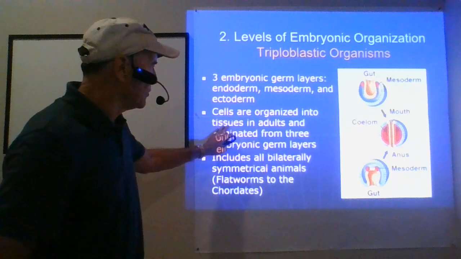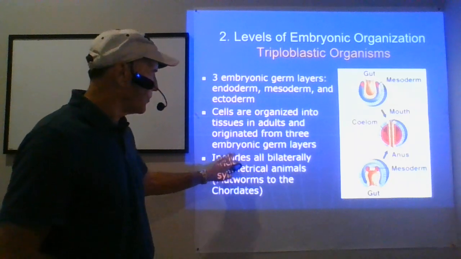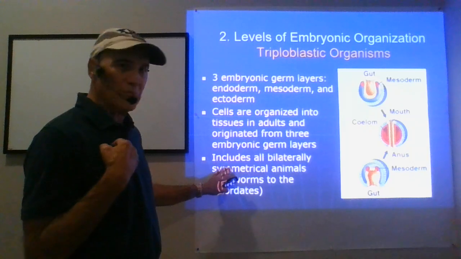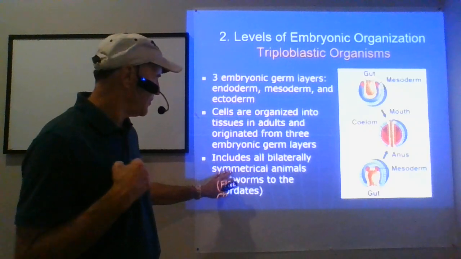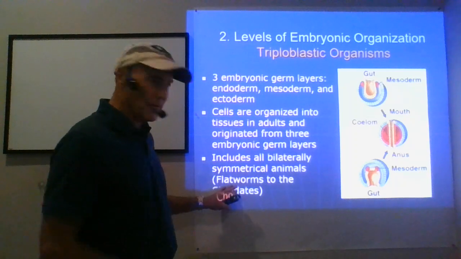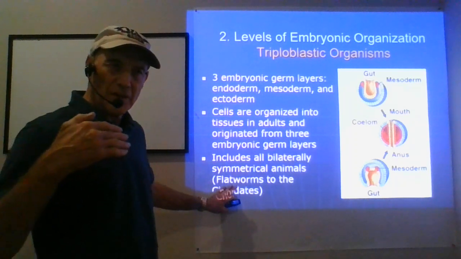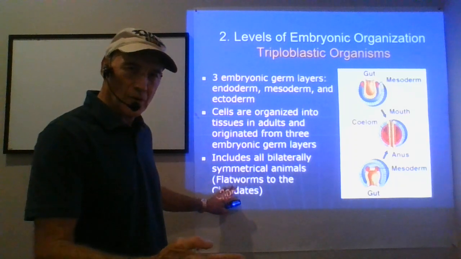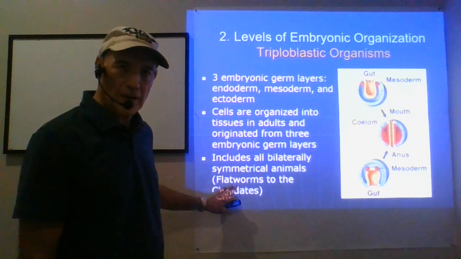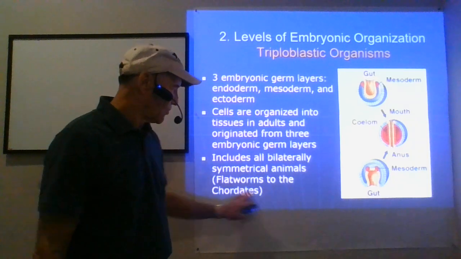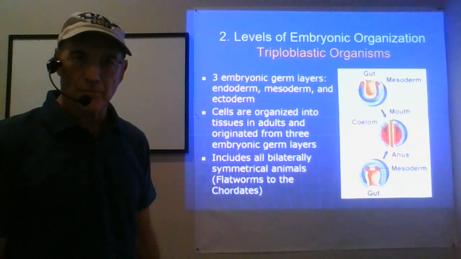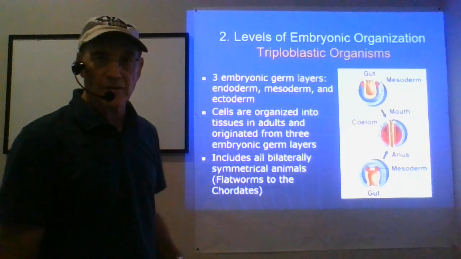Cells are organized into tissues in adults and originated from three embryonic germ layers now rather than two. A little more advancement includes all the bilaterally symmetrical animals. So as we go up from the Cnidaria, the next ones we'll look at are the flatworms, Platyhelminthes, up to the primates, which are chordates. All the organisms from then on will be triploblastic organisms.